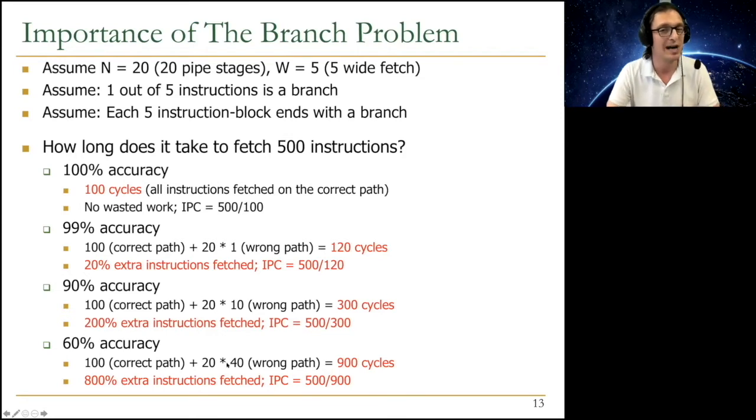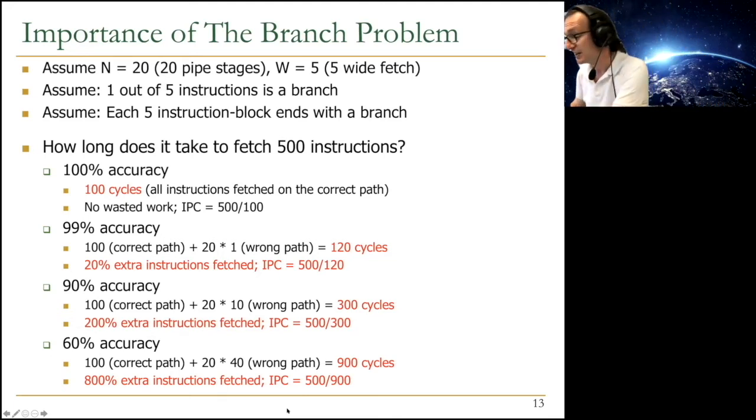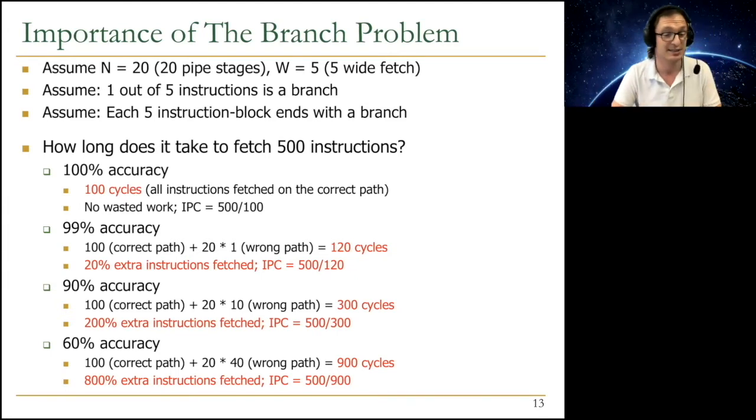You have a wide and deep pipeline. You're wasting a lot of cycles on the wrong path, even if you're 60% accurate, even if you're 90% accurate. 99% is not terrible, as you can see, but you're still wasting 20% extra instructions, right? So that's the importance of the branch problem. Keep this in mind. We're going to do this exercise again after building some branch predictors, and it's going to be important to look at that exercise again.